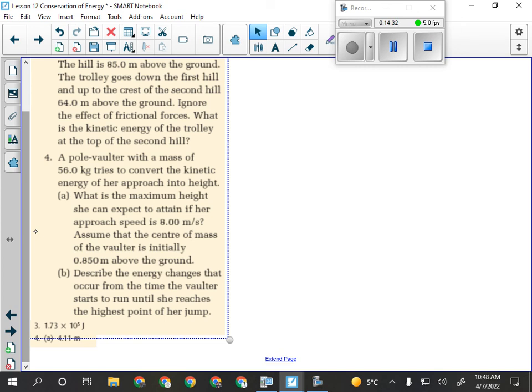So what they're saying here is that her mass is essentially 0.850 meters above the ground because her legs don't weigh very much. That sort of makes sense? It's just adding an extra little thing into that question. All right, I'll give you guys a little bit of time to do that.